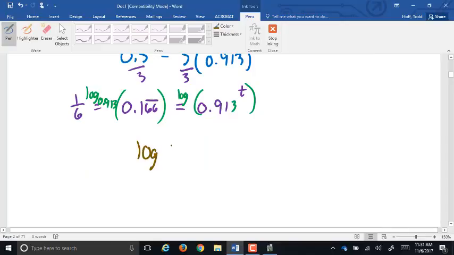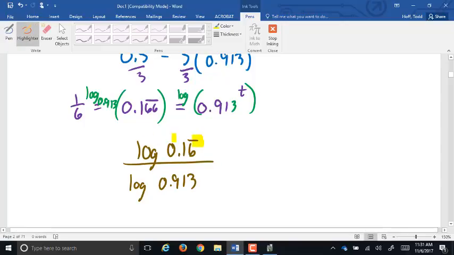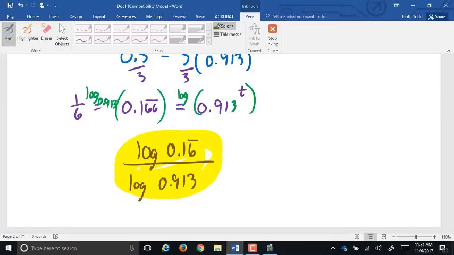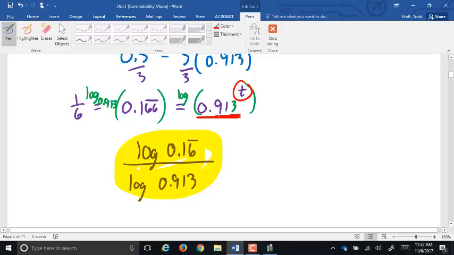Okay, so you had the log of 0.166 repeating over log 0.913. Now I'm going to pause here. Does anybody have any questions as to where this comes from? Okay, that's the biggie. So we're trying to solve this for t. Because we're solving that for t, we have to do a log that's base 0.913. Do you understand why we have to do a log base 0.913? Yeah, because our variable is the power in an exponent with the base 0.913.